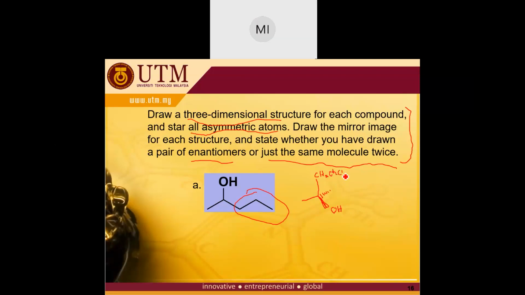CH2. Okay, it's difficult to draw using the mouse. This is CH3, this is CH3, and this is an H with an H. This is the 3D structure. You just use this template and change the group. So we already drew the structure.